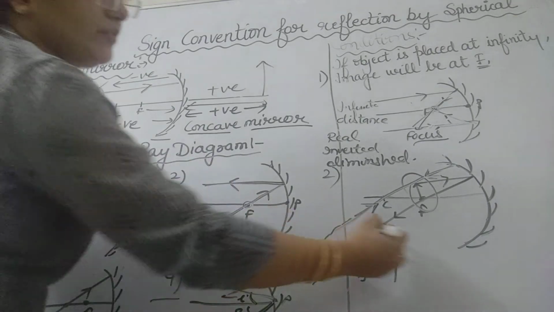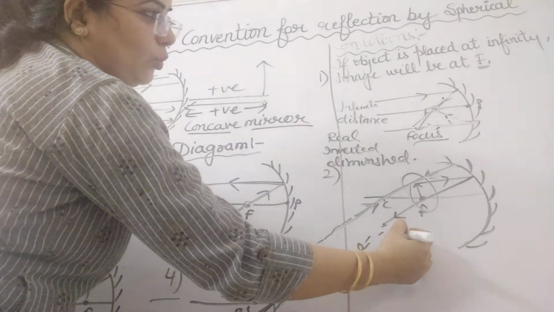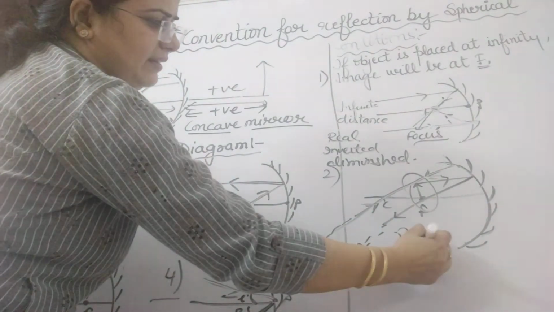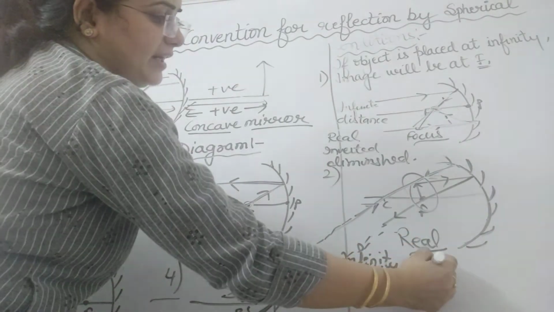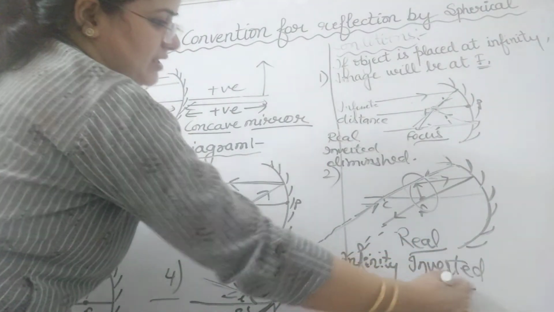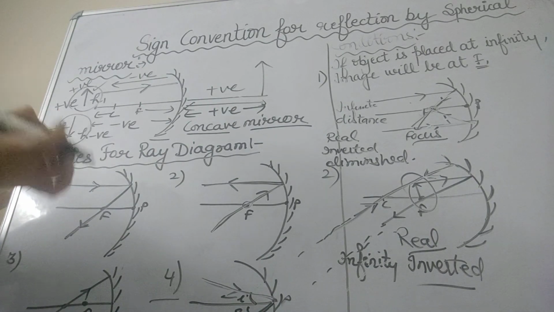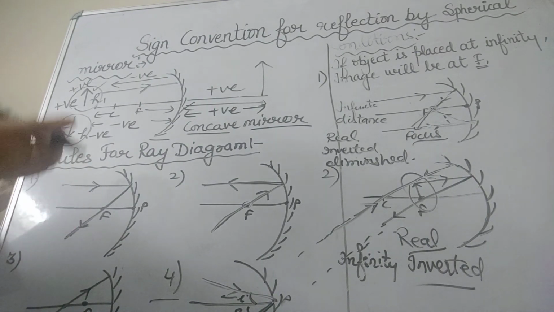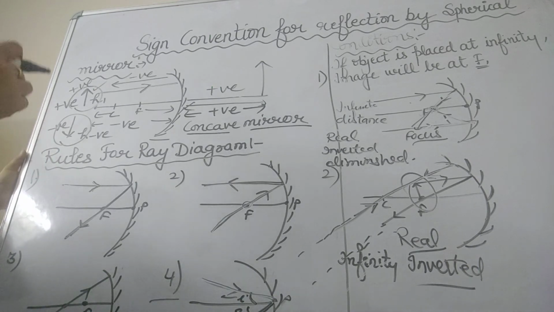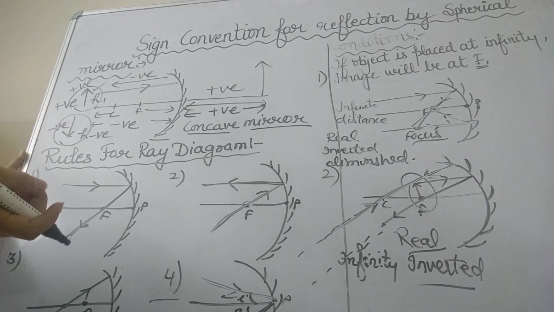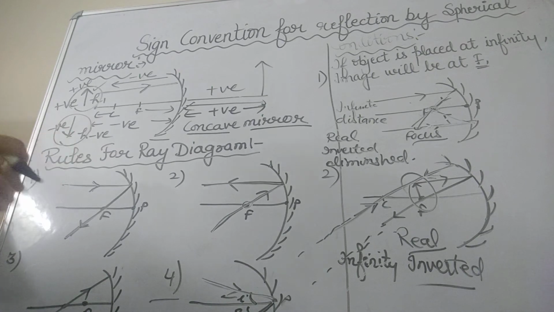So the image formed will once again be real, and again inverted, but it will be a highly enlarged image, right? So this is about the two basic cases I have taken. If the object is placed at focus, the image will be formed at infinity. If the object is placed at infinity, then the image will be formed at focus. You should be very clear regarding the features of the image formed. Thank you so much.